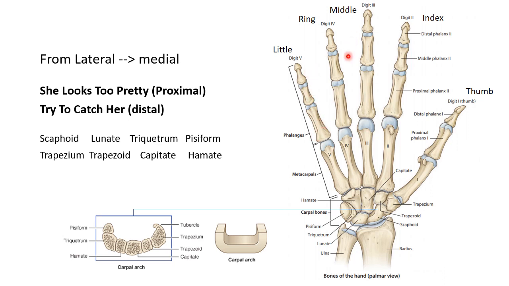Every finger or every digit has 3 bones. We call them phalanx. Singular is phalanx, plural is phalanges. Meaning we have 3: proximal, middle, distal. We have 3 phalanges in each of the medial 4 fingers, while the thumb has only 2 phalanges, proximal and distal.